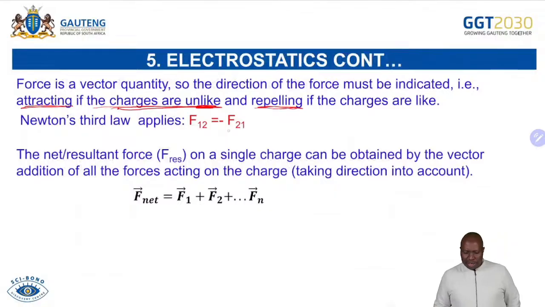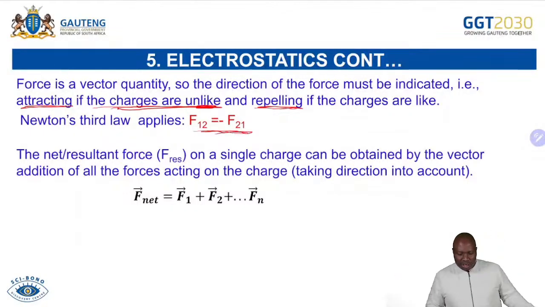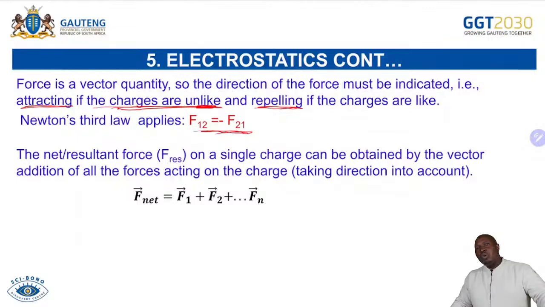Remember Newton's third law: if object 1 exerts a force on object 2, object 2 will exert an equal but opposite force on that object. So they will be equal but in opposite direction. The force exerted by body 1 on body 2 will be equal to the force exerted by body 2 on body 1, but in the opposite direction.